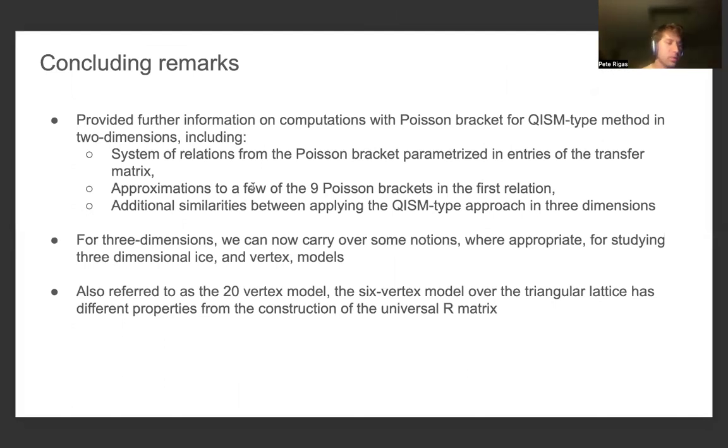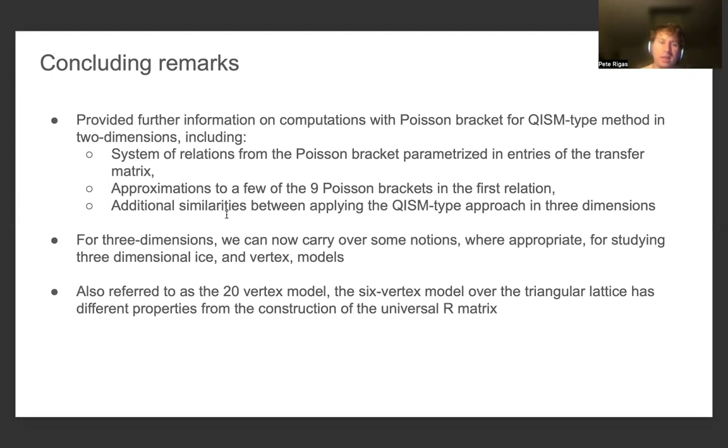And so the concluding remarks that we want to end with is that we provided further information on computations with the Poisson bracket for the quantum inverse scattering type method in 2 dimensions, including a system of relations from the Poisson bracket that are parameterized in entries of the transfer matrix, as well as approximations to a few of the 9 Poisson brackets from the first relation. Furthermore, we can bootstrap, in a sense, or generalize our computations from the 9 Poisson brackets in the first set of relations, and that gives us the desired information, up to permutation of entries that are parameterized in the L operator, of all of the other entries of the Poisson bracket.